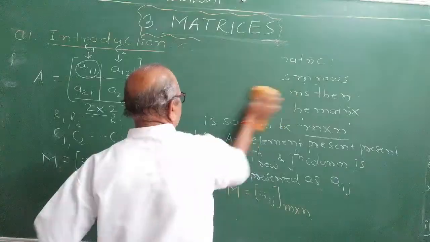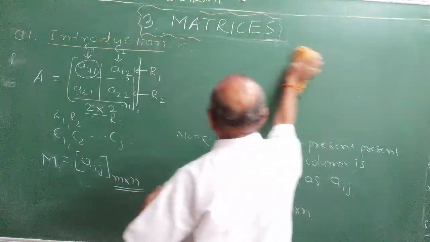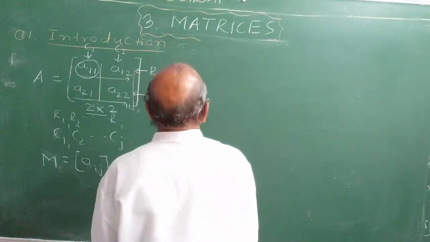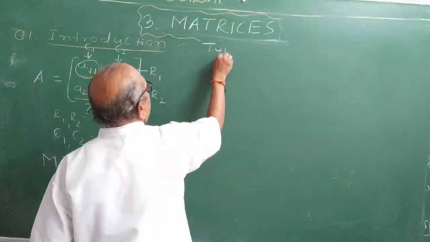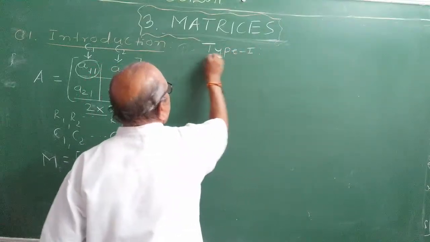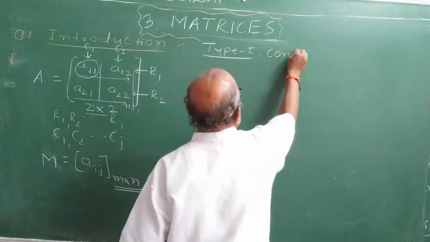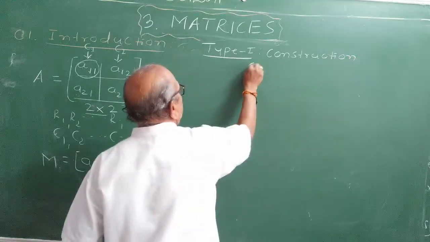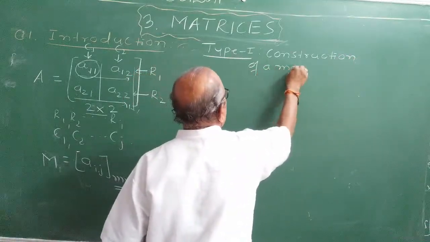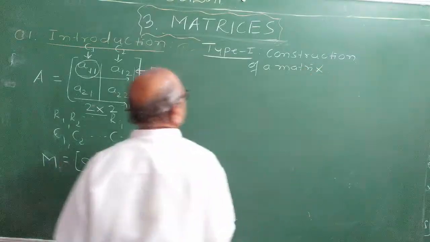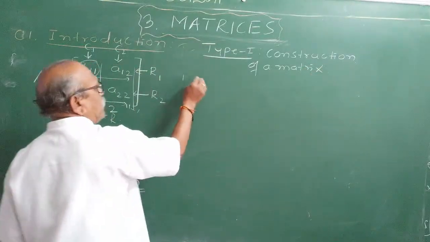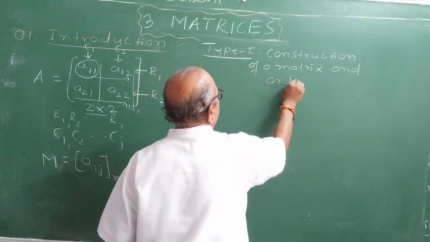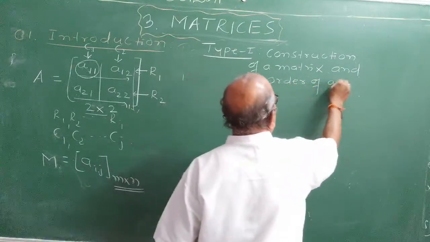Before we move on to the types of matrices, I will show some examples of type 1 problems: construction of a matrix and order of a matrix. Some simple questions on the order of a matrix.